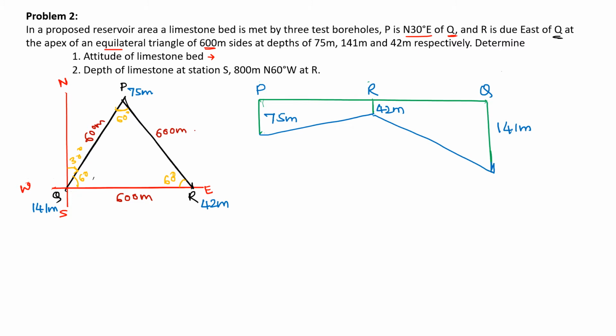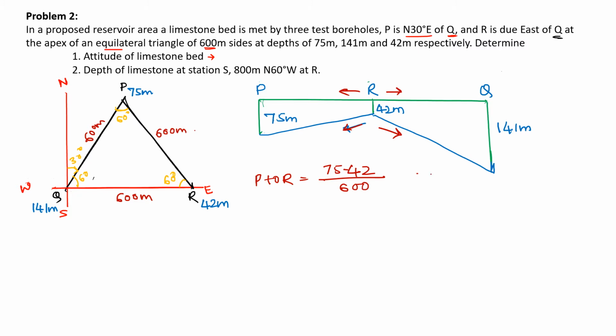Yes, good. So now we need to calculate the gradient for R to P and R to Q. How will we be finding it out? Let's see. I'll write down here the gradient P to R. The value will be 75 minus 42 divided by 600, and you may get some answer.